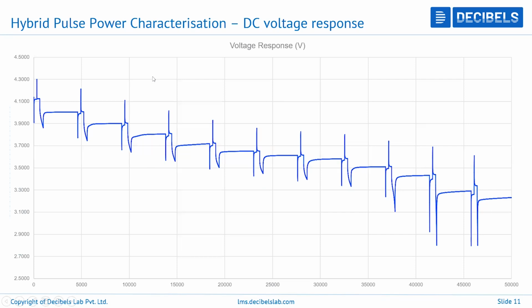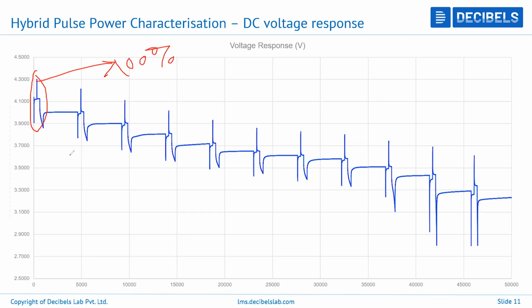Here is a quick overview of how the voltage response will look if you subject this cell to DC current pulses. That is the hybrid pulse power characterization. So this is the DC voltage response, and here you can see, starting at 100%, you can say 100% charge.